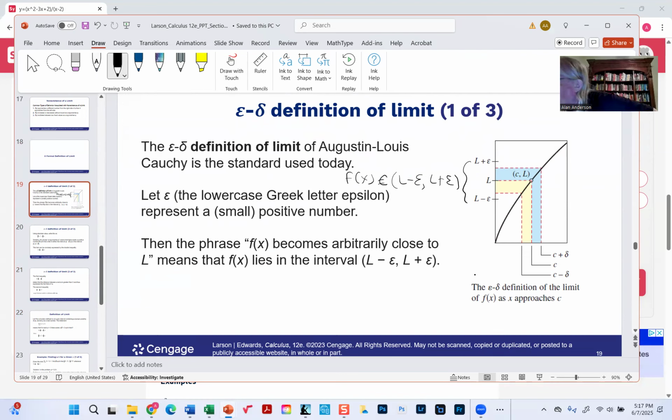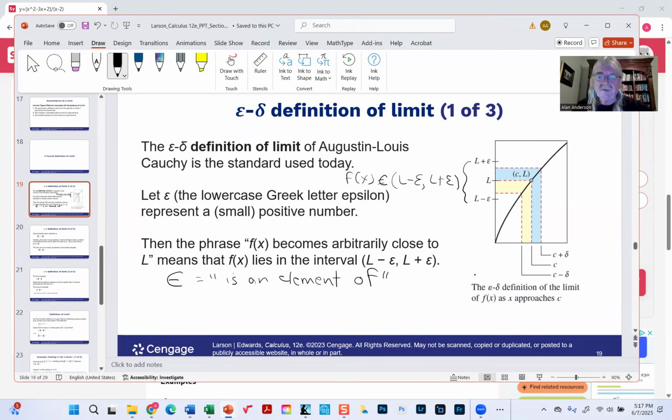So, you may remember seeing this symbol in math. This means is an element of the set. In other words, it's a member of a specific set. So here's L, here's C. C is the constant. L is the corresponding limit.